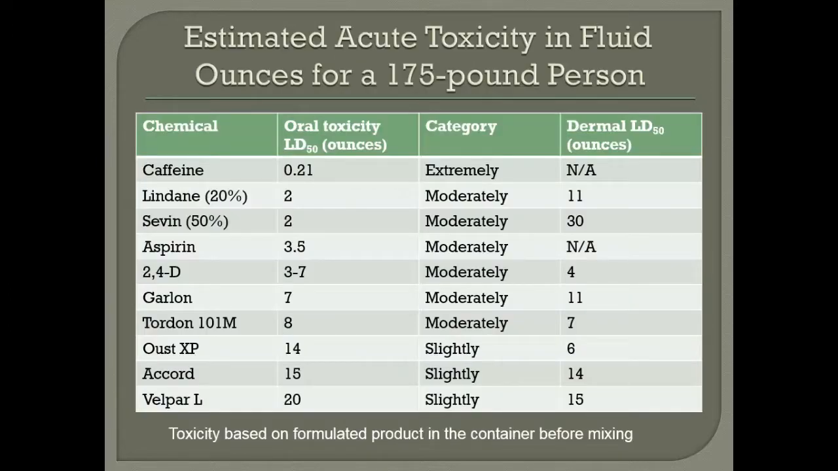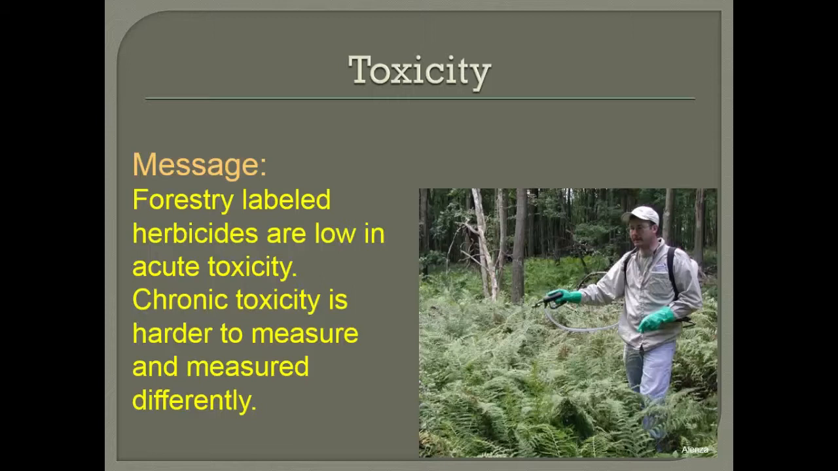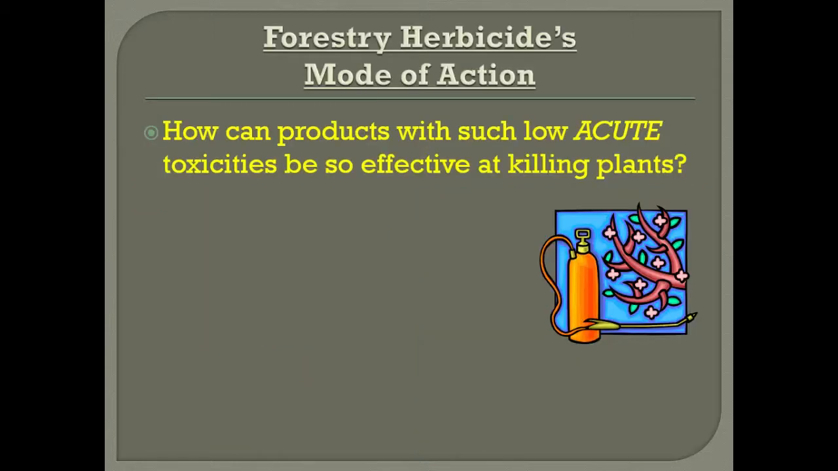And then just a comparison to the oral toxicity of other things you see here, comparing them to some common herbicides. You can get into caffeine and aspirin. Aspirin can be fairly toxic, right? So again, just making the point that these are materials with relatively low toxicity that we're dealing with. So the message here is that forest-labeled herbicides are low in acute toxicity. Chronic toxicity is hard to measure, and it's measured a little bit differently.